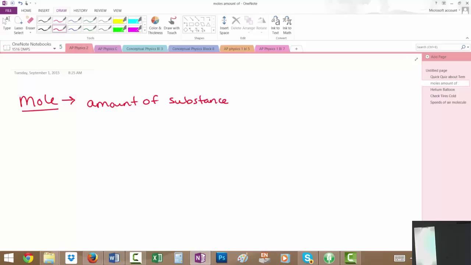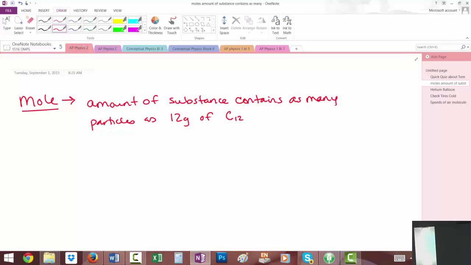Do you know what element it's defined from? Carbon. It's defined from carbon. So it's the amount of substance that contains as many particles as 12 grams of carbon 12. One mole has a value of 6.02 times 10 to the 23rd. 10 to the 23rd anythings. Objects.